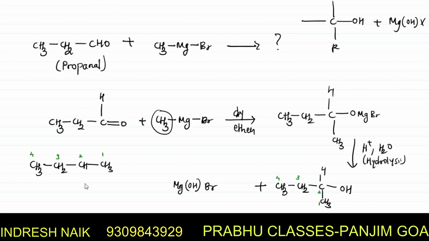So here I'll mark this as what? Here it is OH. So what is the name of this alcohol? You know this. It is butan-2-ol. The name of the alcohol I am getting is butan-2-ol, right? And it is a secondary alcohol.